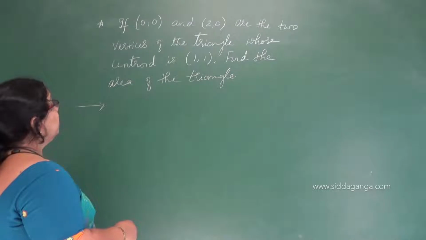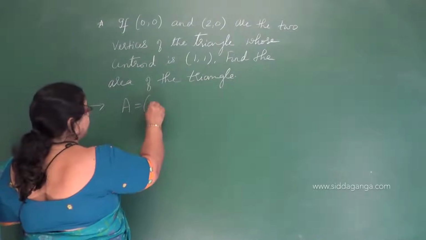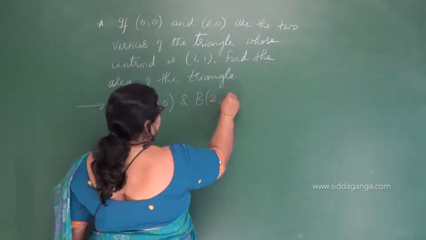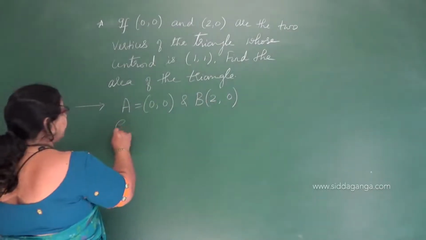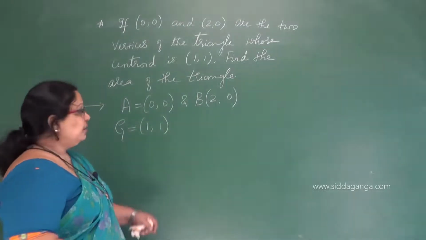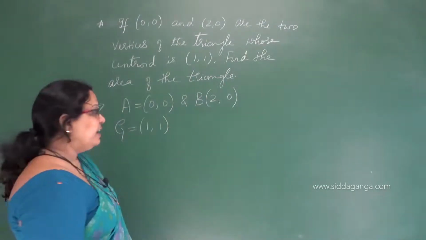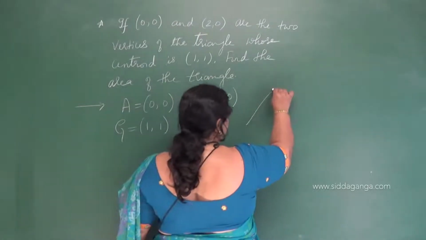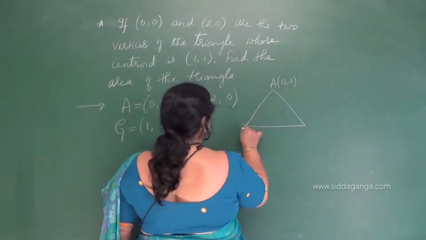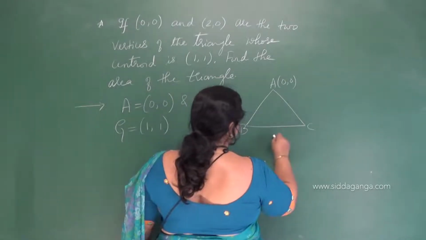Now, the two vertices of a triangle are given. You take one vertex as the origin, and you take another vertex as 2, 0, and here the centroid is given. We denote the centroid of a triangle by G. It becomes 1, 1. We have to find the area of the triangle. Again, you draw the figure. You can easily identify the coordinates of B is 2, 0. So now this is the third vertex.